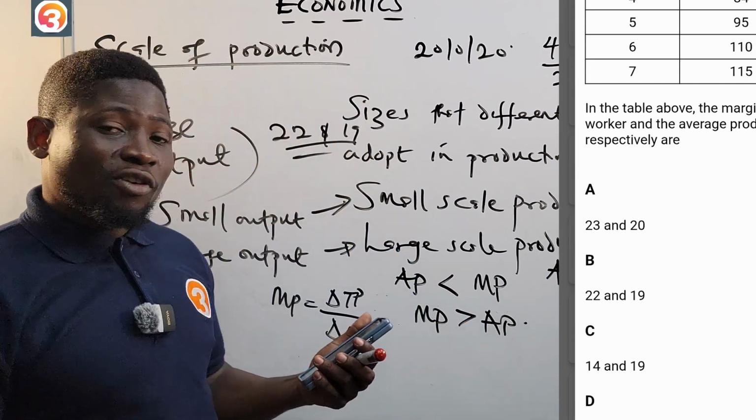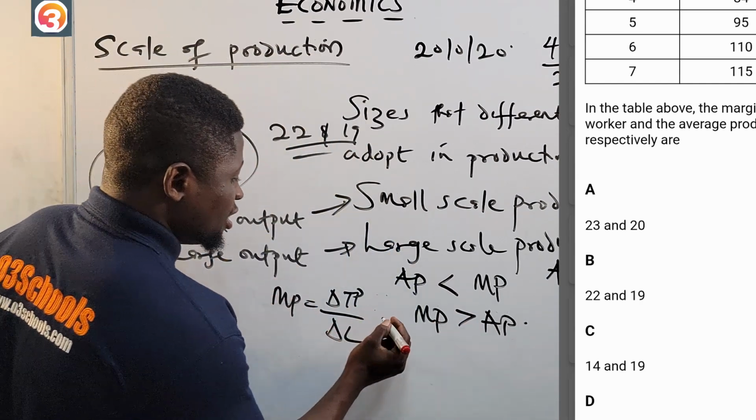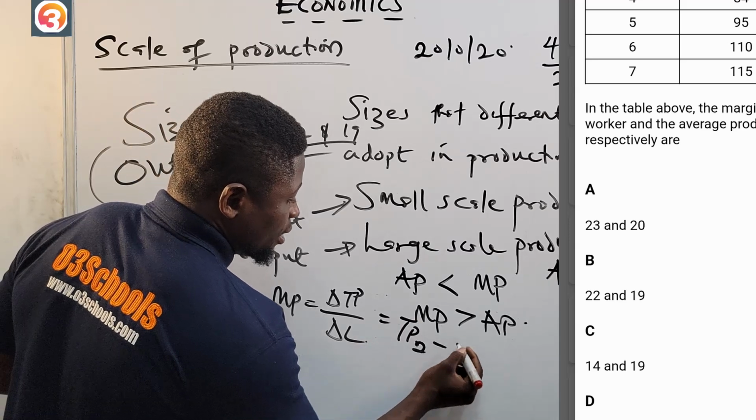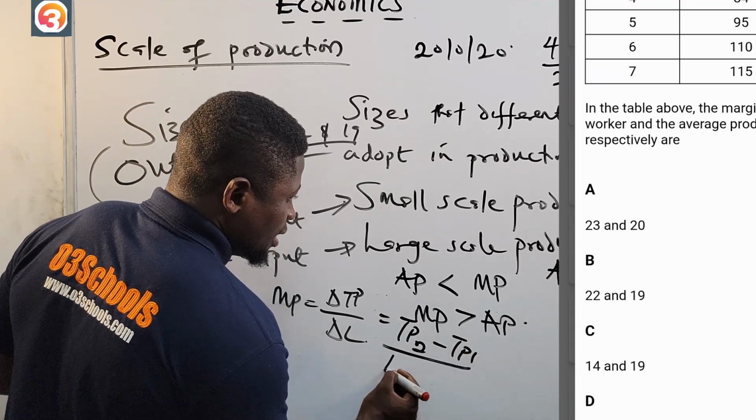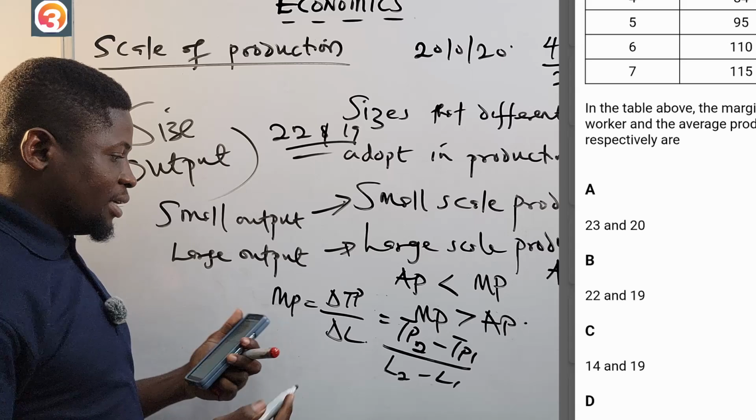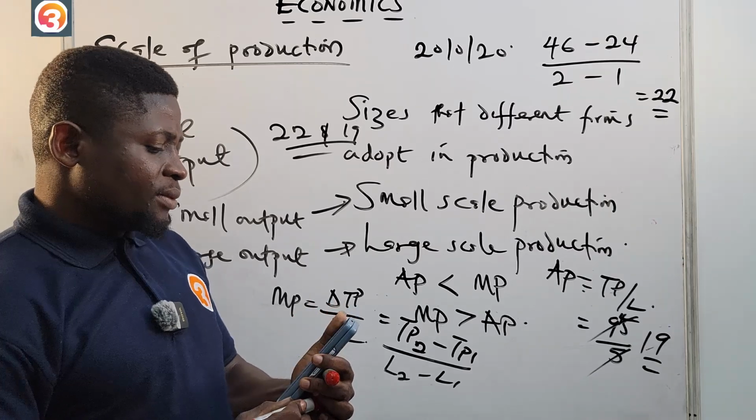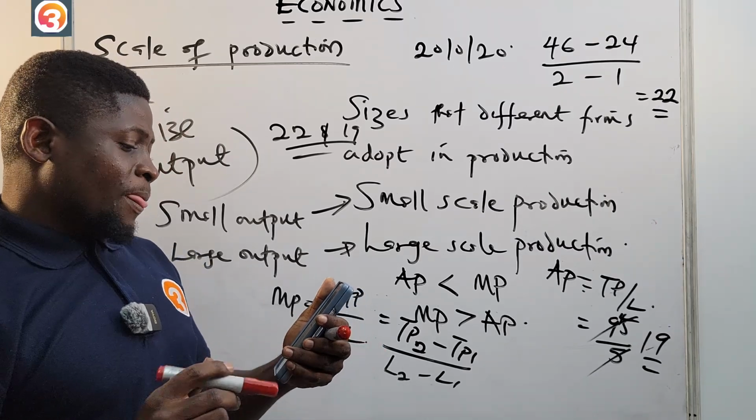Know your formulas. Remember that change in TP is the same thing as TP2 minus TP1 over L2 minus L1. It works that way. Very simple. Let's go to the next question.